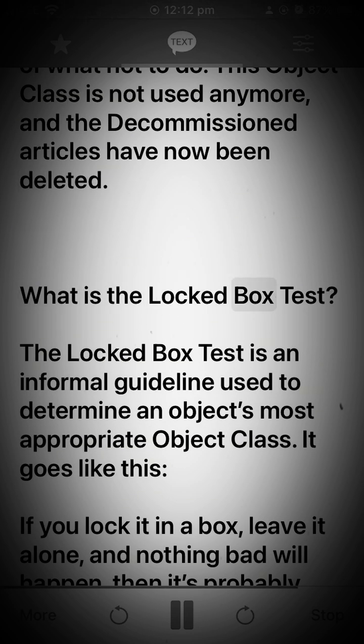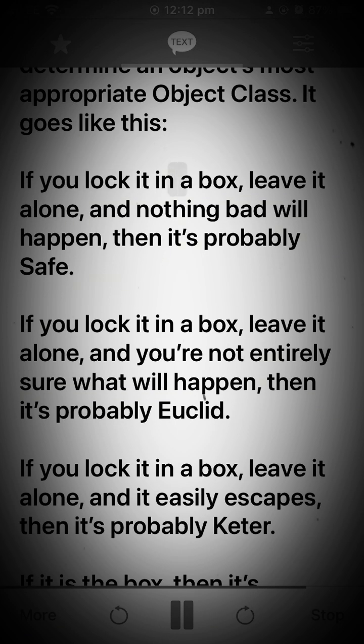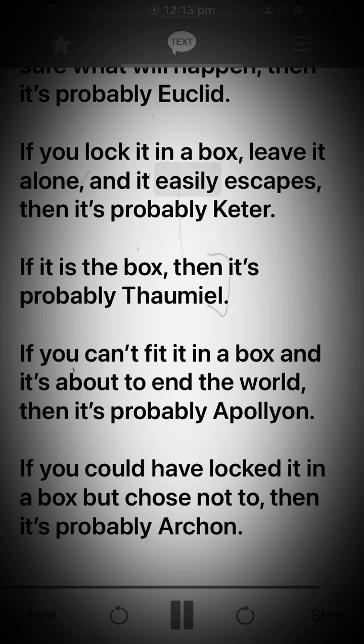What is the locked box test? The locked box test is an informal guideline used to determine an object's most appropriate object class. It goes like this. If you lock it in a box, leave it alone, and nothing bad will happen, then it's probably Safe. If you lock it in a box, leave it alone, and you're not entirely sure what will happen, then it's probably Euclid. If you lock it in a box, leave it alone, and it easily escapes, then it's probably Keter.